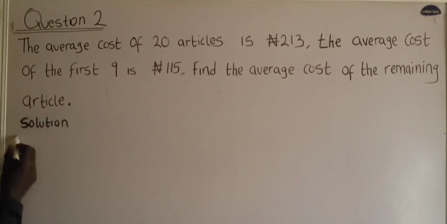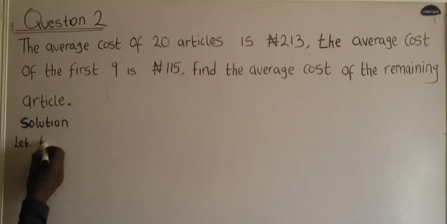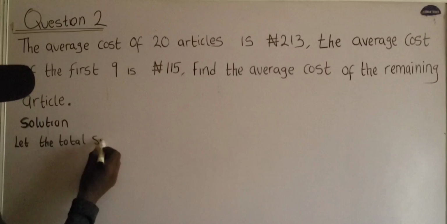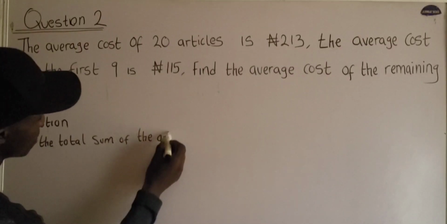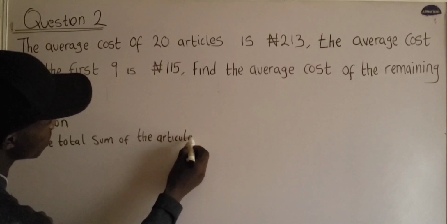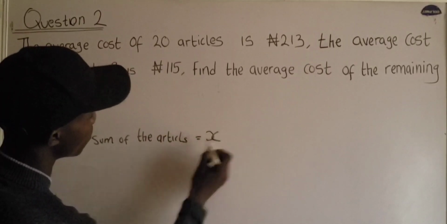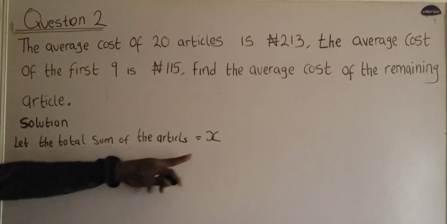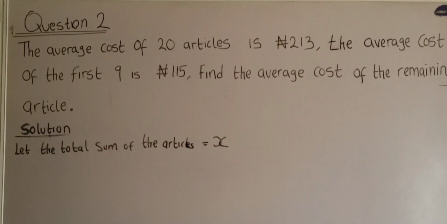Now, let the total sum of the articles be x. You understand? Now, we have let the total sum of the articles equal x. Now, don't forget that the formula for mean is what?